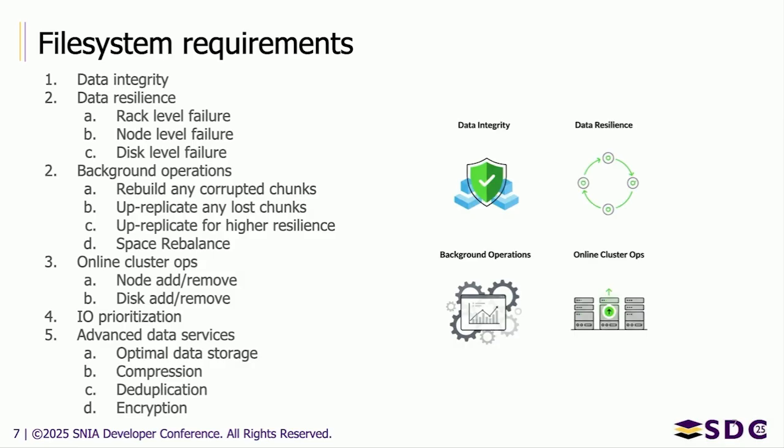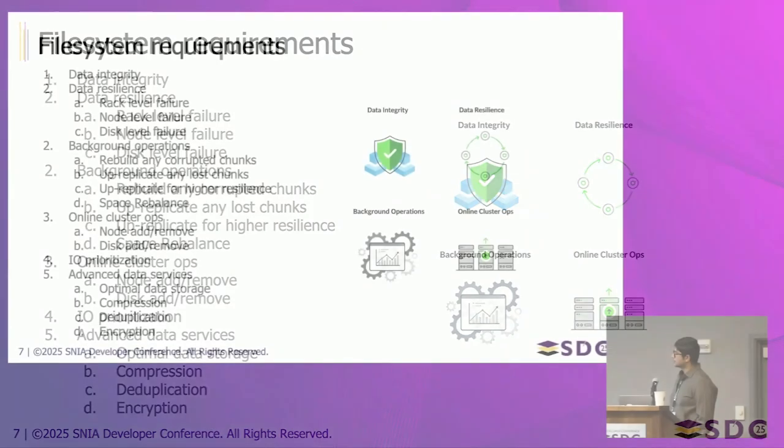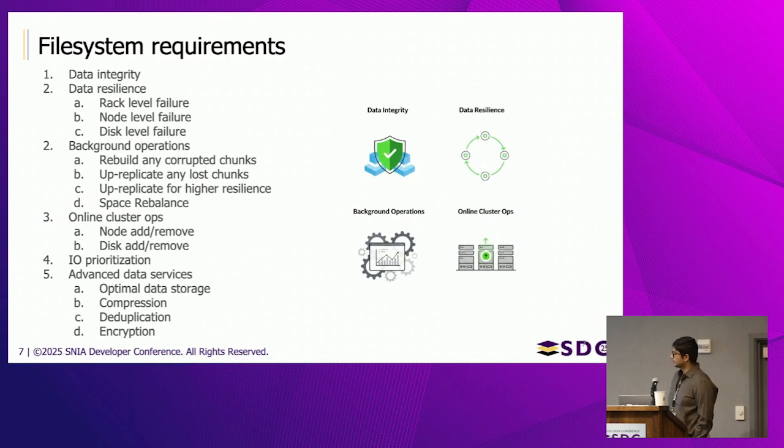Thanks, Abhinav. Now going on to the requirements of the file system. As Abhinav mentioned, data integrity and data resilience are the 2 key requirements from our file system. We'll be going over how we achieve data integrity using different checksums at different layers to both detect corruptions and also be able to recover from them. Data resilience is important because when we detect a corruption, we need to be able to recover from it.